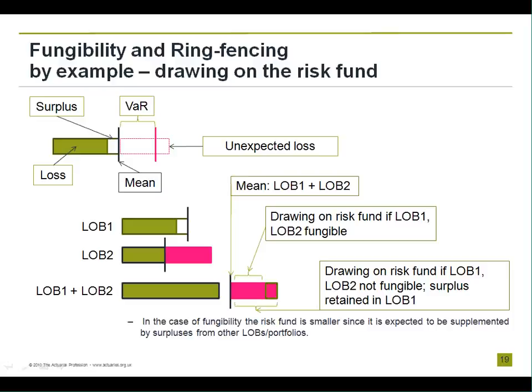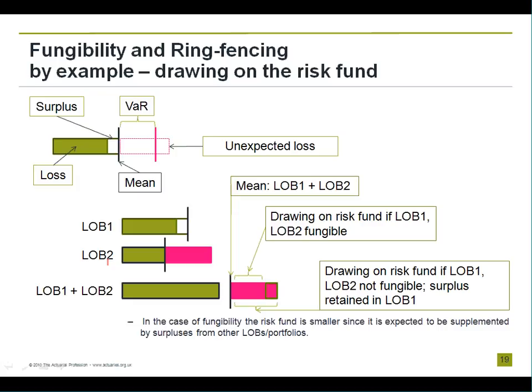So here in my PowerPoint display, the way to think about the problem is in terms of a risk fund or a capital risk fund. You have a risk fund, and you draw on that risk fund anytime losses exceed the mean for the aggregate. So let's suppose we only have two LOBs, LOB1 and LOB2. You access the risk fund when the sum of the two losses exceeds the mean for the two lines of business. And you know that means are additive.